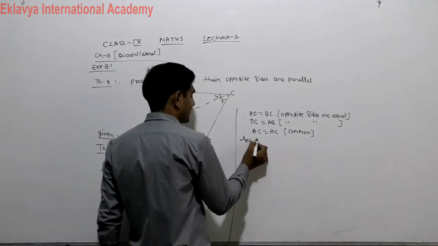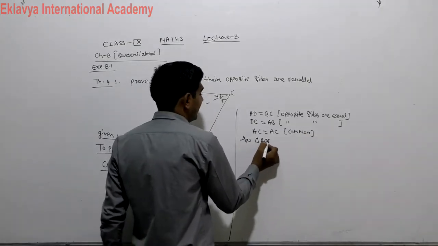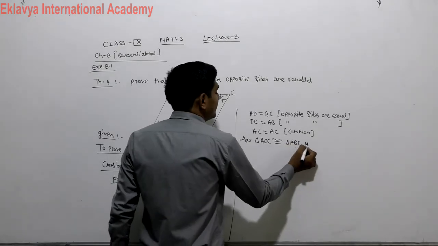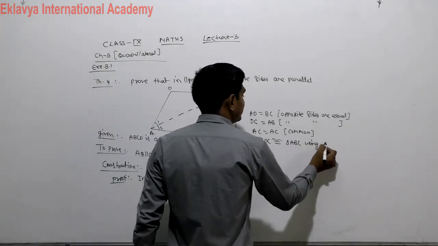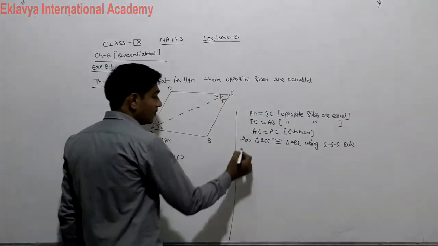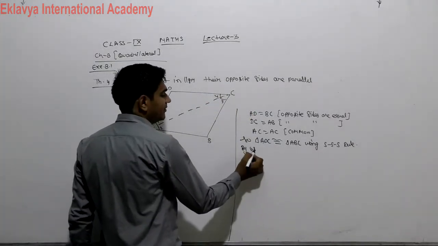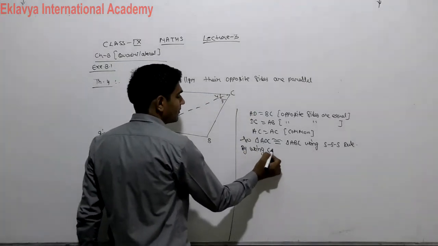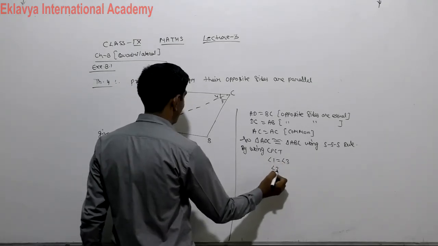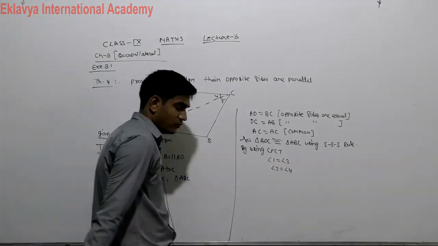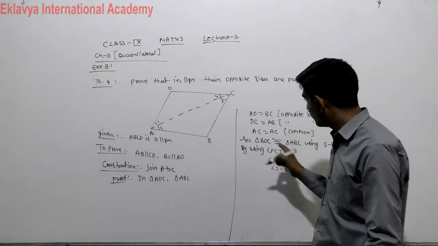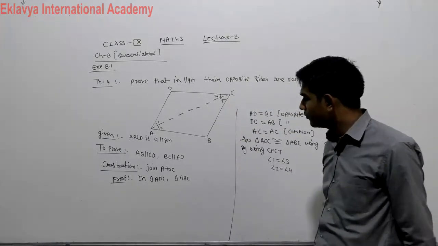So triangle ADC is congruent with triangle ABC using the SSS rule. By using CPCT, angle 1 equals angle 3 and angle 2 equals angle 4. Using CPCT, what have you proved? Angle 1 is equal to 3 and 2 is equal to 4.